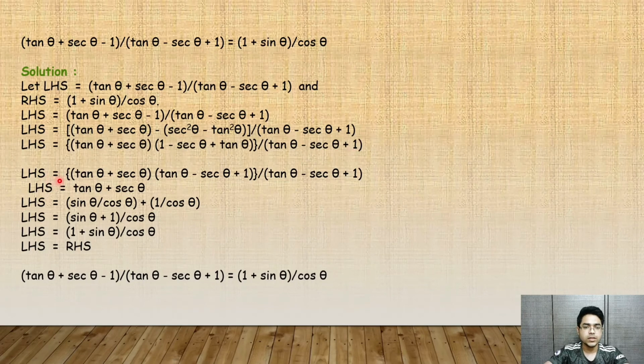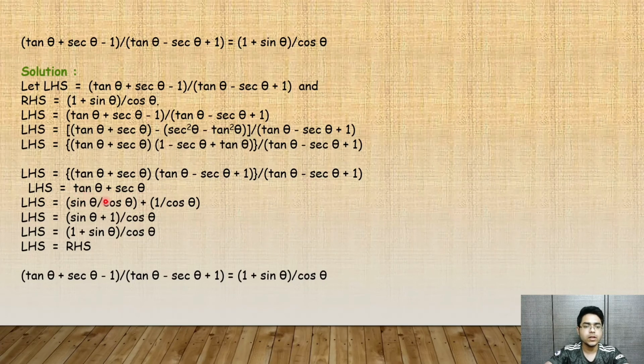Now our LHS becomes tan theta plus sec theta, in another bracket tan theta minus sec theta plus 1, divided by tan theta minus sec theta plus 1. This tan theta minus sec theta plus 1 is the common term in the numerator and denominator, so we cancel it, and we get LHS equal to tan theta plus sec theta.